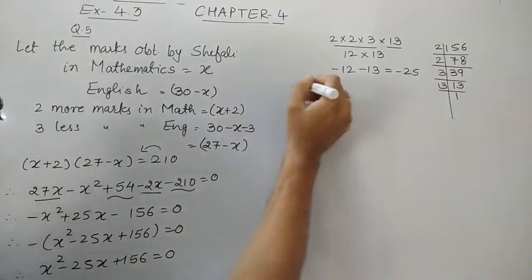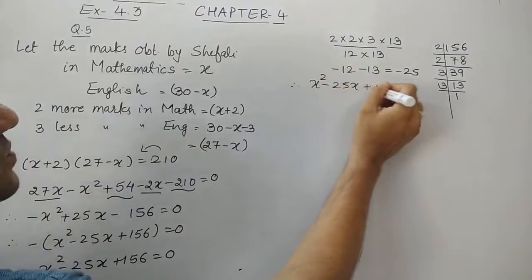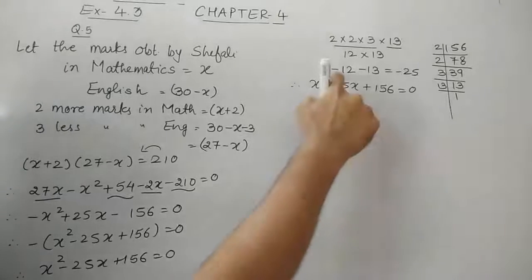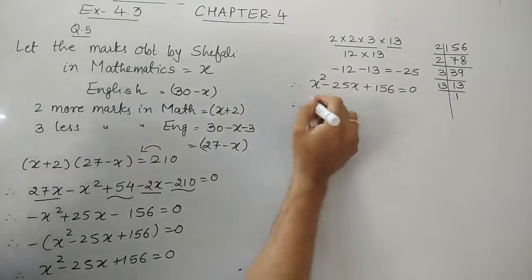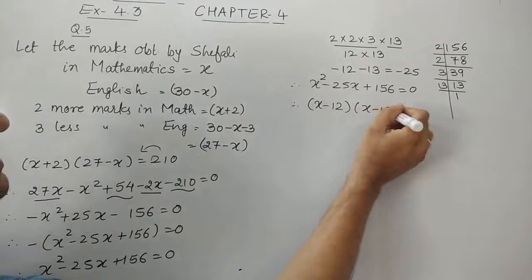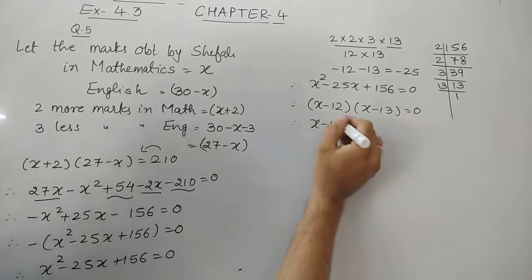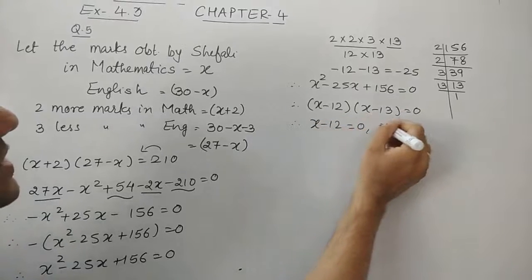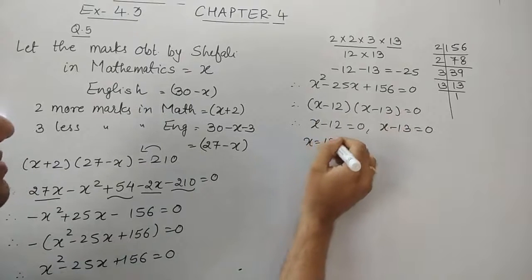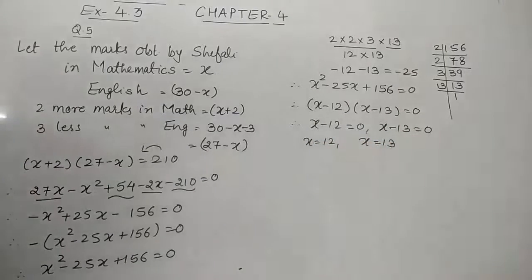So here we have the equation x square minus 25x plus 156 is 0. As we discussed, the factors are minus 12 and minus 13. So it is x minus 12 times x minus 13 equals 0. So there are two possible values we obtain. Either x minus 12 is 0 or x minus 13 is 0. So we can say either x is 12 or x is 13. Both are possible values.